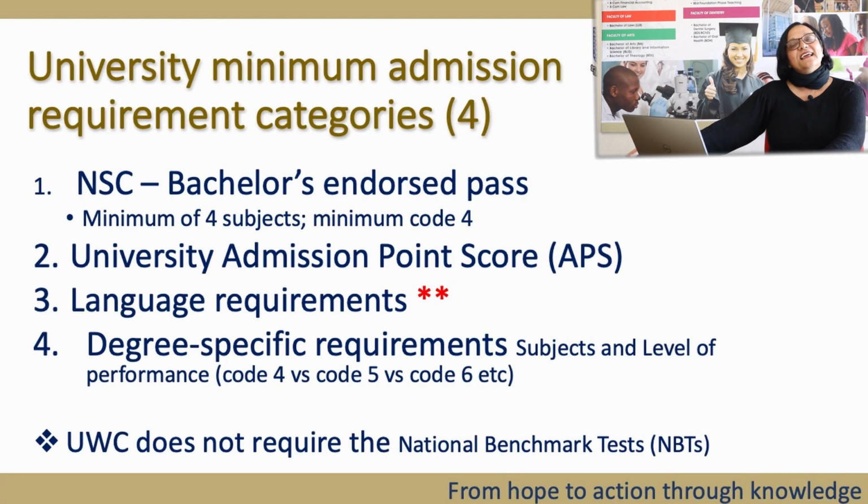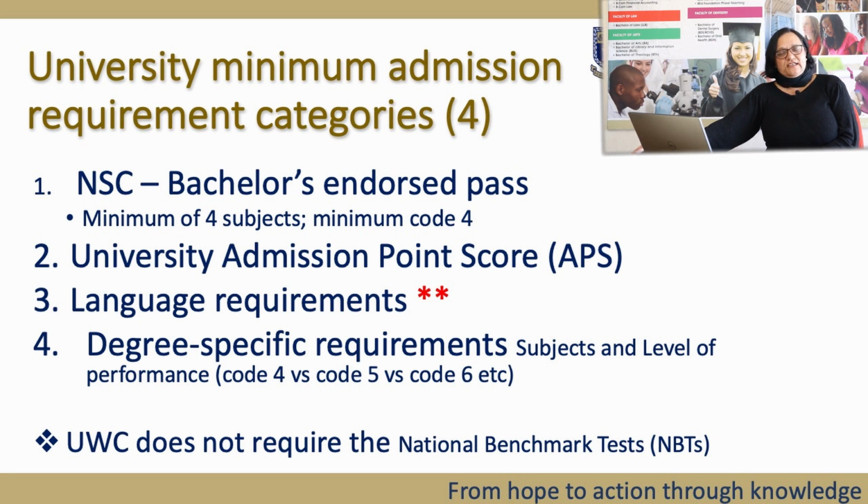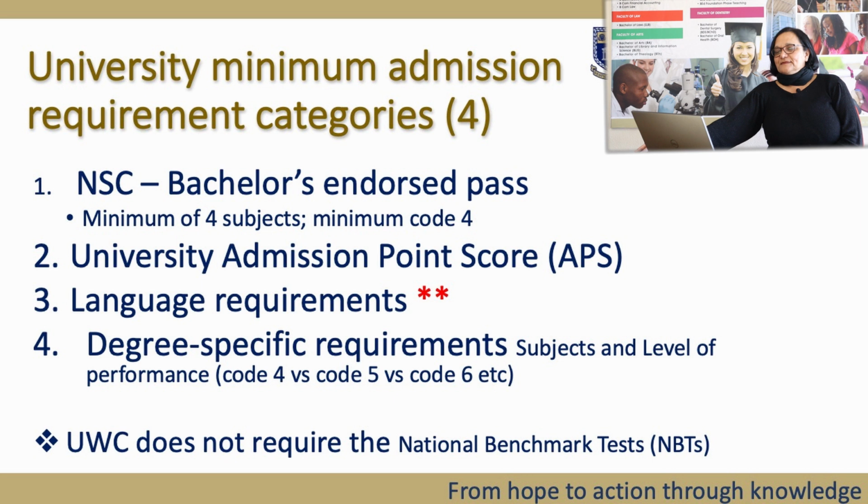Okay, so the university admission requirements. There are 4 categories. The first is that in order to qualify for university study, you need to have an NSC that is endorsed for bachelor study. That is the minimum requirement. A bachelor endorsed NSC means that you need to have at least 4 of your subjects you need to achieve in the code level 4. That is, in 4 of your subjects you need to have 50% and up. That is in your final exams.